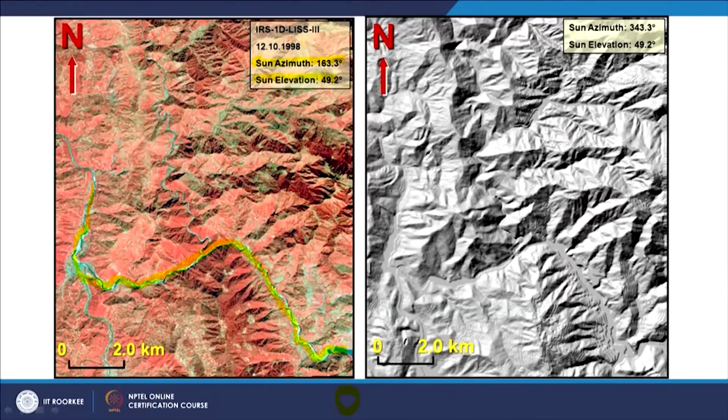So what we did, we exploited the shaded relief model and created a corresponding shaded relief model using opposite sun azimuth and illumination. So the sun illumination azimuth was 163.3 degrees, and 180 degrees was added, so it becomes 343.3 degrees, and the elevation angle was kept the same. Then the same terrain, a digital elevation model of this corresponding satellite image, was illuminated from the northwest direction, and you see that the river is flowing in the valley. But this is not the true representation, as the satellite image is.